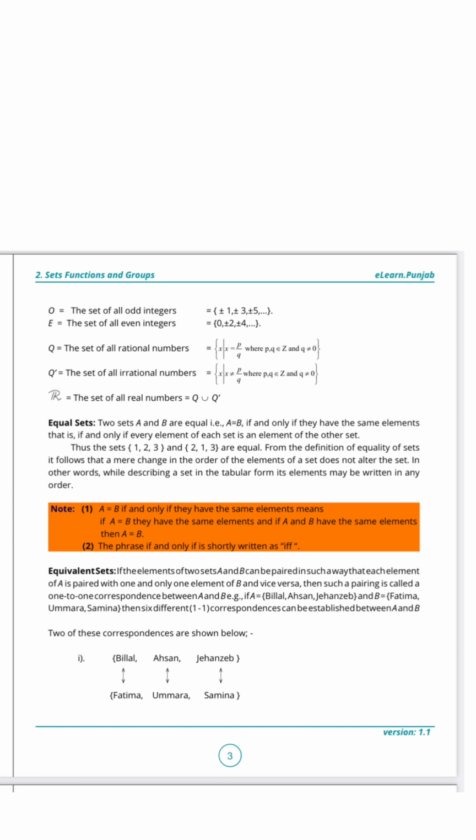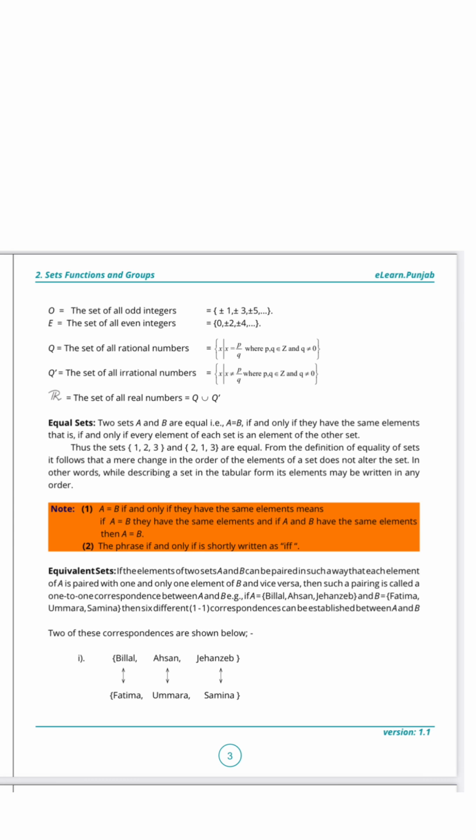Then we have equivalent sets. Two sets A and B are equivalent if the elements of the two sets can be paired in such a way that each element of A is paired with one and only one element of B, and vice versa. Such a pairing is called a one-to-one correspondence between A and B. For example, if A is equal to {Bilal, Ahsan, Jahzeb}, and B is equal to {Fatima, Umara, Samina}, then 6 different one-to-one correspondences can be established between A and B. Two of these correspondences are shown below.